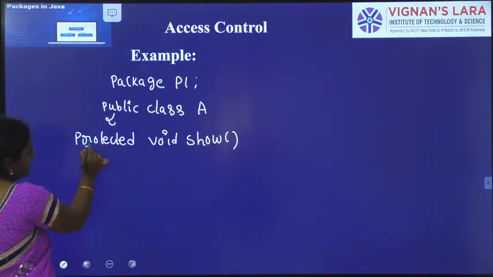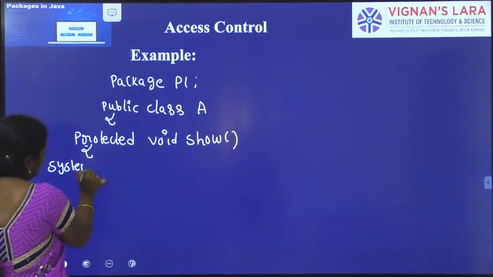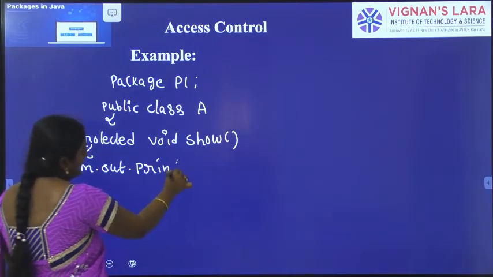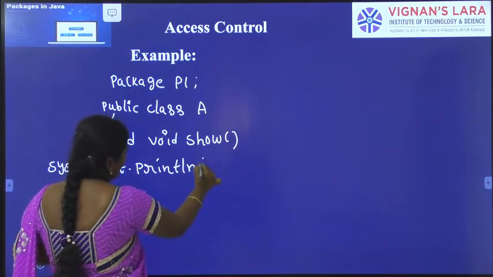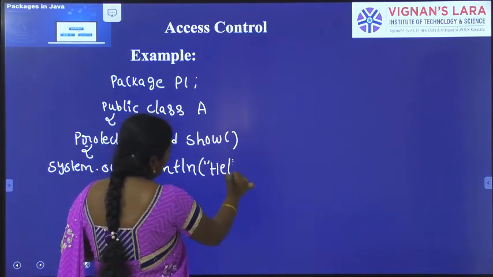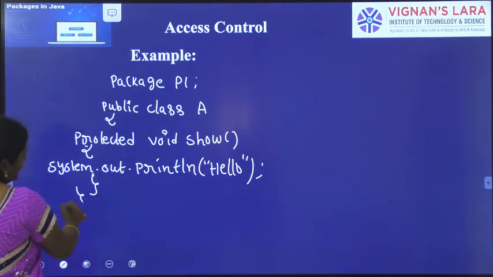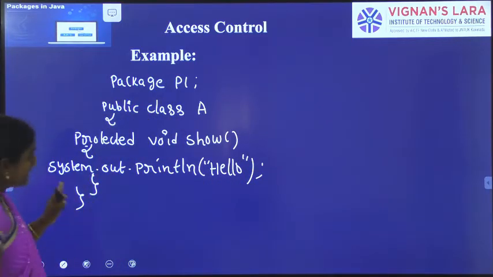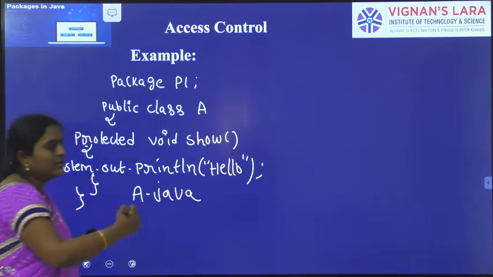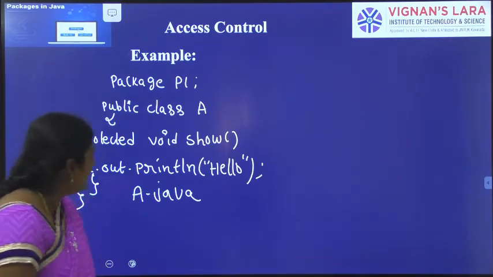What is the body of this method? Here I am writing system.out.println, hello. Simply I am writing hello. Here I am closing the method body and class body. We can save this program as A.java and compile it. After compilation it will generate a .class file.